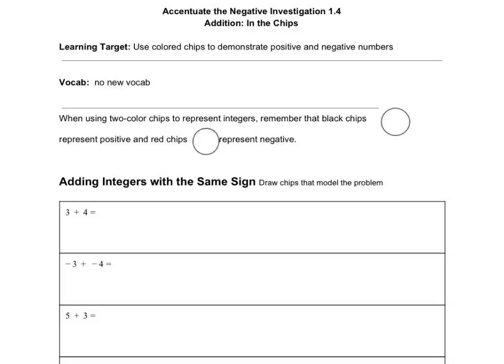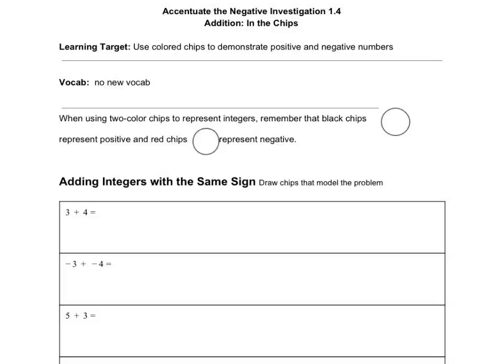We will be using black chips and red chips. So I highly recommend that you pause this video, you find something black and something red that you can write with. If you do not have both of those colors, any two colors would work. You'll just have to pick one color to represent positive and one color to represent negative. So if you need to go grab something, pause the video and then come back.